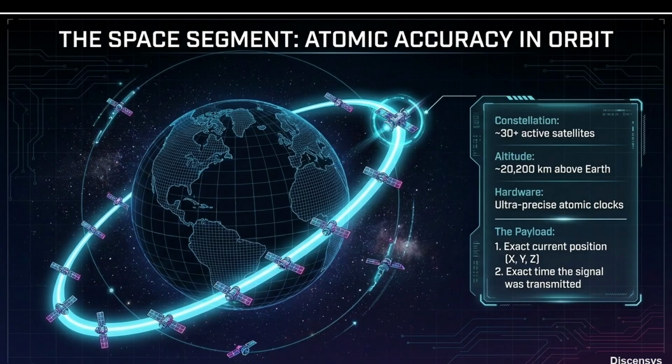The payload: the exact current position, based on the Cartesian coordinates x, y, z, which are latitude, longitude, and altitude. And the exact time the signal was transmitted. So it's about when the satellite sends the signal, that is considered as the time at which the signal has been sent.